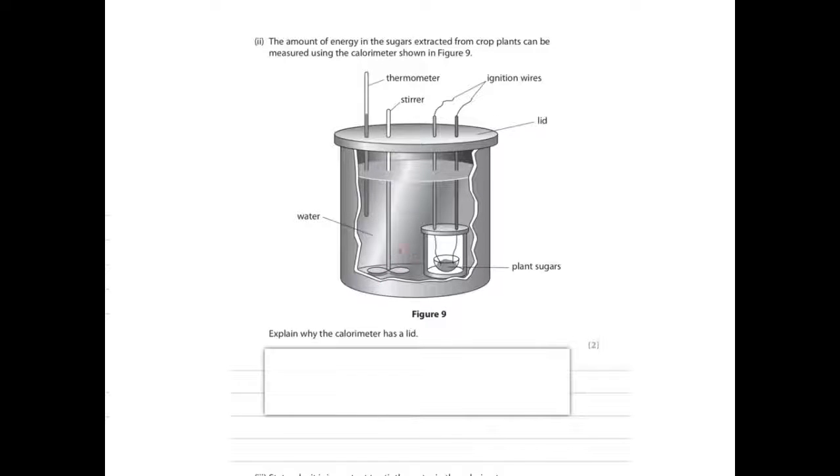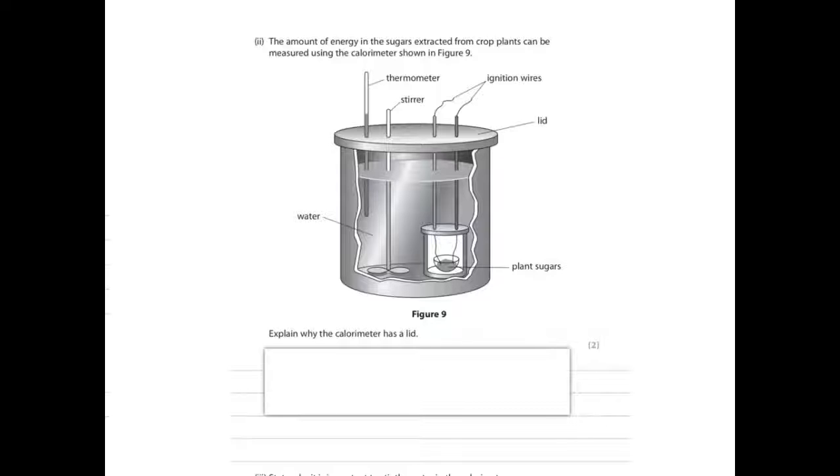Firstly, we have this stirrer, which will swirl to make sure the heat is evenly distributed around the calorimeter, so the temperature taken at any point would be the same. Secondly, obviously we've got our ignition wires here, which send an electrical charge which will heat or burn the plant sugars. We have a lid and an insulated coat which will keep the heat in.